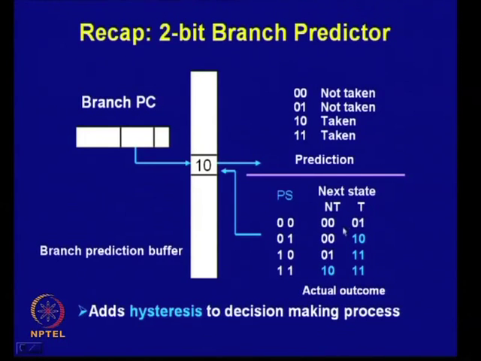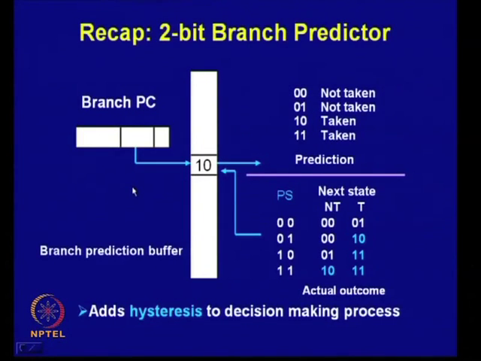On the other hand, if it is taken, then it is incremented. If it was 00, it is incremented to 01. If it was 01, it is incremented to 10. And whenever it was 10, it becomes 11. And if it is 11, it remains 11, because we are realizing a saturating counter. So, the actual outcome is again stored in this 2-bit branch predictor. And essentially, what is done by this 2-bit branch predictor is that it adds hysteresis to the decision making process. That means, unless two predictions are wrong, the prediction bit is not modified. So, this is how this 2-bit branch predictor works.